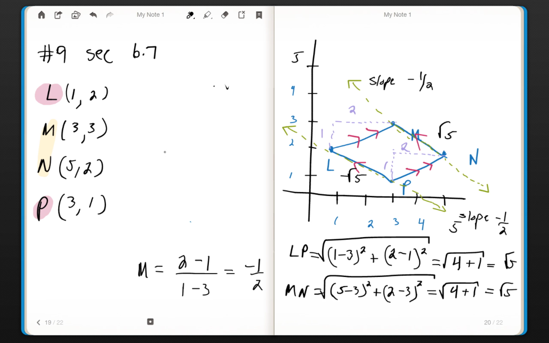Do it this way. So let's figure out what the distance L to M is, right? The distance formula tells us for LM, we take the difference in the x's. So let's go 3 minus 1, quantity squared, plus the difference in the y's, 3 minus 2, quantity squared, and then the square root of all that. This is 2 squared plus 1 squared. Again, we're getting the square root of 5.